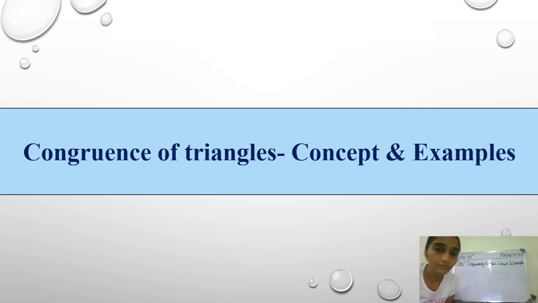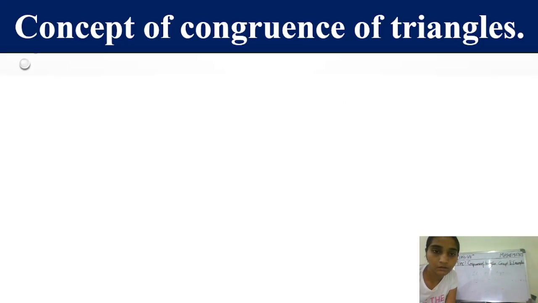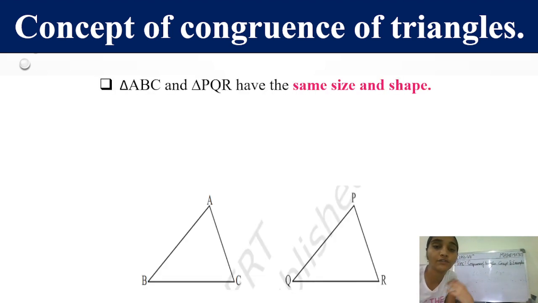Okay, so students, let us proceed with our concept. When we talk about the concept of the congruence of triangles, first of all we are considering two triangles, triangle ABC and triangle PQR, that have the same size and the same shape. So we say that triangle ABC is congruent to triangle PQR, okay? What is the first condition? Yes, same size and the same shape.